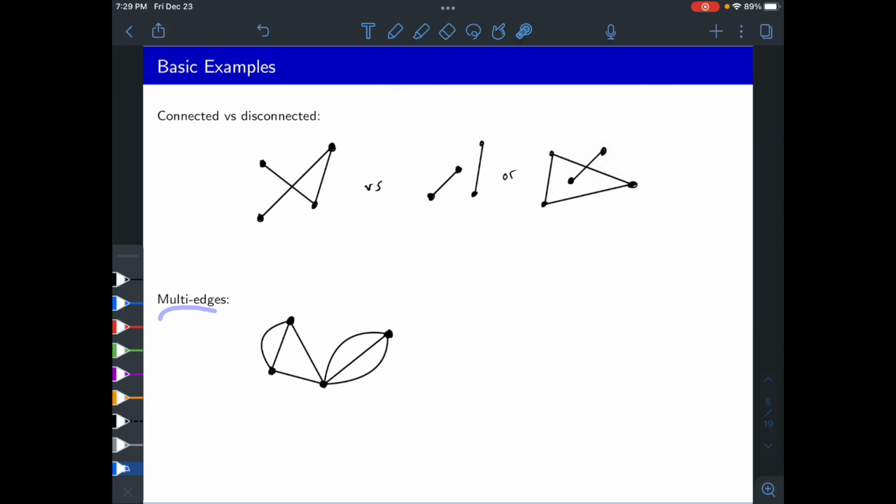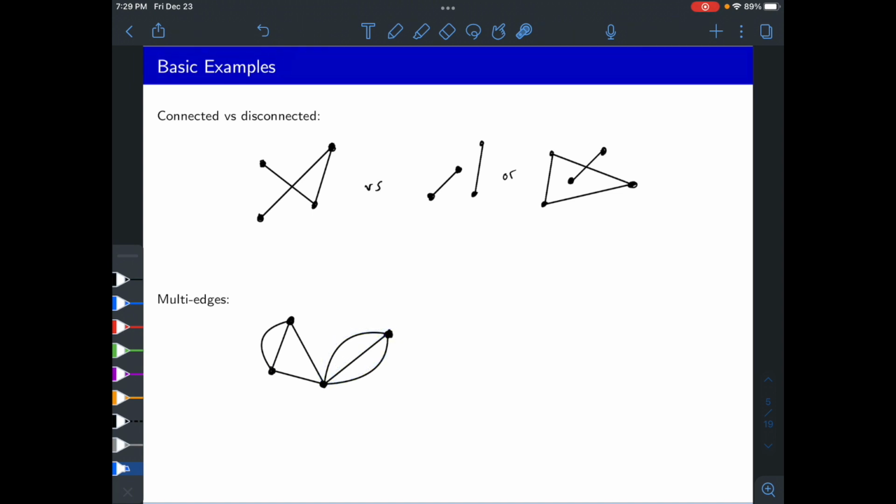Graphs could have multiple edges. This doesn't really make as much sense in the flight example, but it will make sense in context that we'll see later on in this video. There are many examples where having multiple edges between vertices makes a lot of sense, so we'll allow for that sometimes.